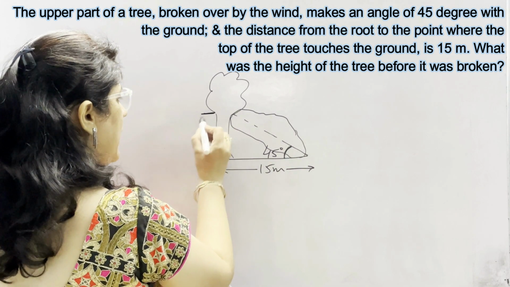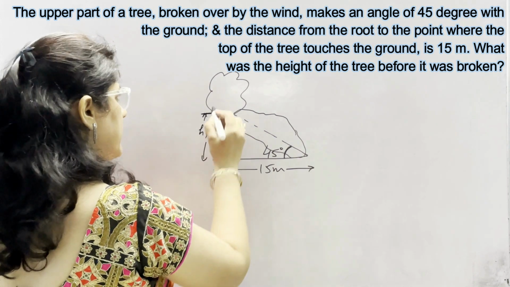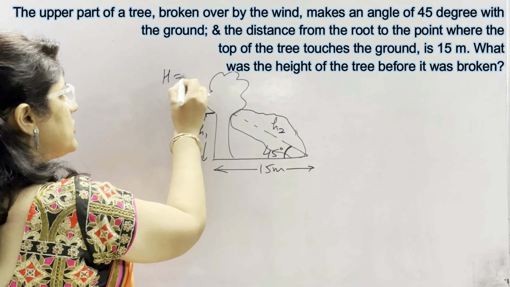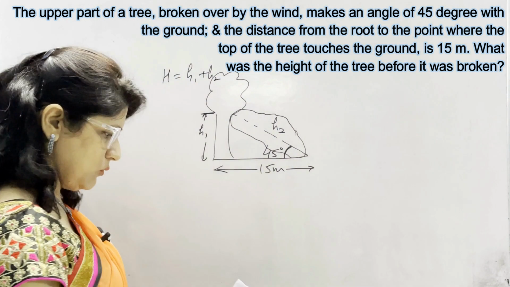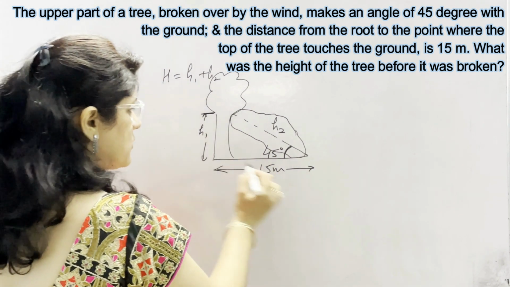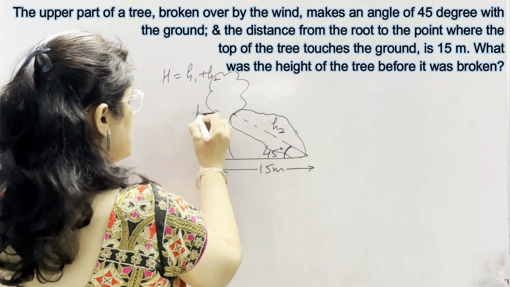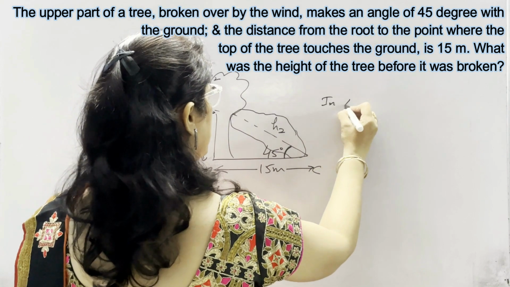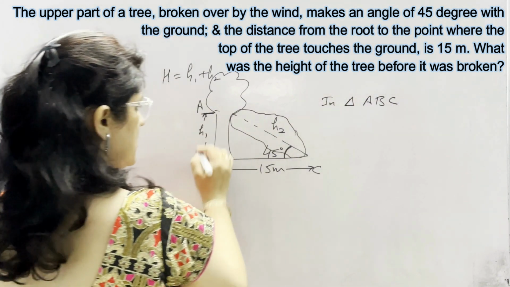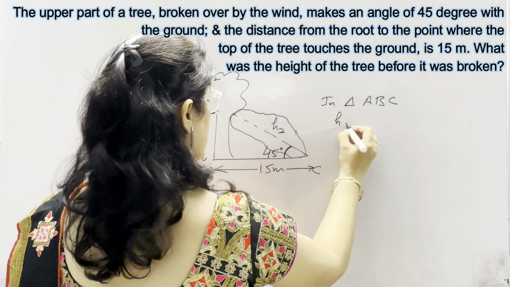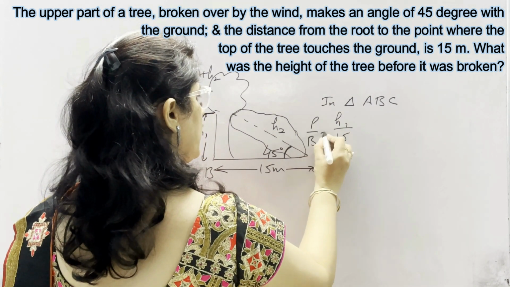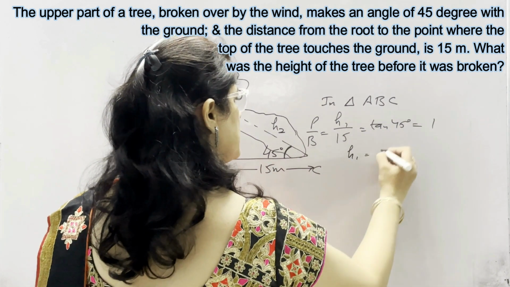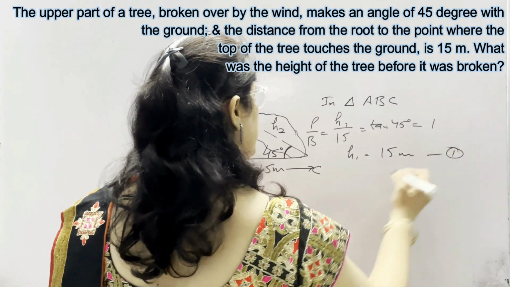So let this height of the tree be h1 and this upper part which has come to the ground be h2, and total height h is equal to h1 plus h2. Now first we need to calculate in this triangle, suppose this is A, B and C. In triangle ABC, this is P and this is B. So h1 upon 15, it means P upon B is tan theta, tan 45, its value is 1. So h1 cross multiplying is 15 meter. This is our first equation.